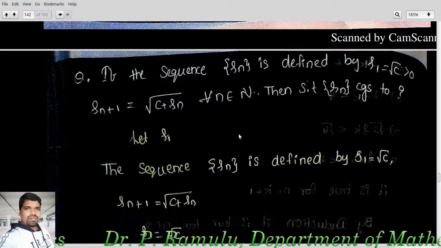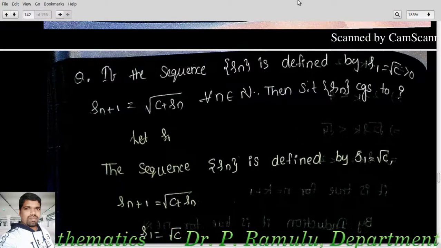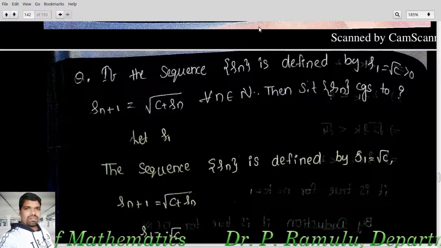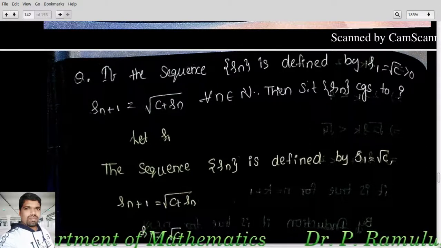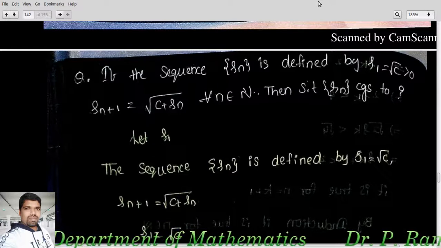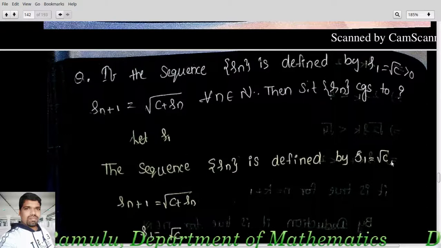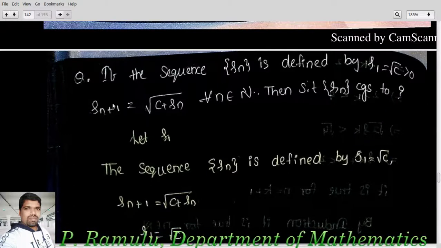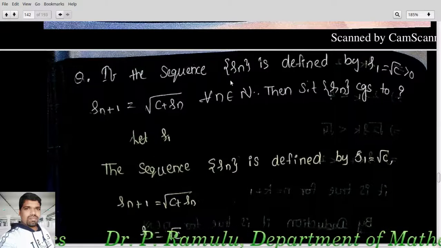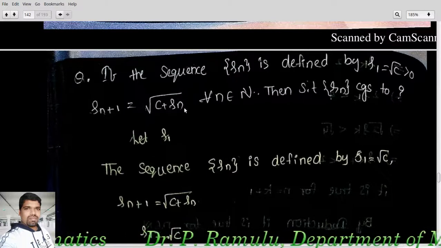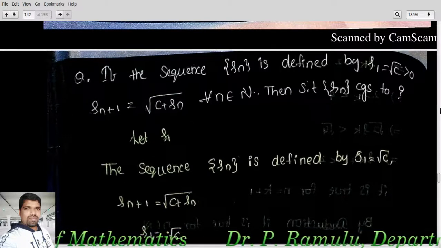Same kind of problem you can do. Another problem here, a different kind of problem. If the sequence Sn is defined by S1 equal to root C, C greater than 0, and Sn plus 1 is equal to root C plus Sn for all n belongs to N, then show that Sn converges. Earlier it was defined with root 2; it is the same problem, in place of 2 I am defining C, and in place of the product I am defining plus. These are the major changes of this problem.